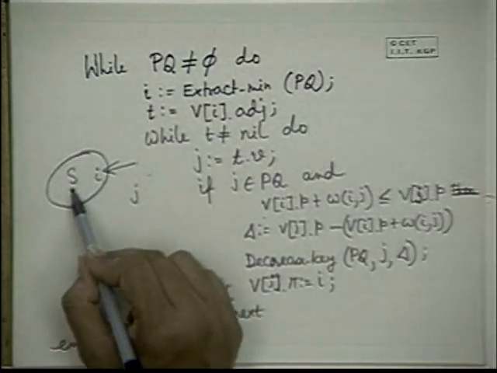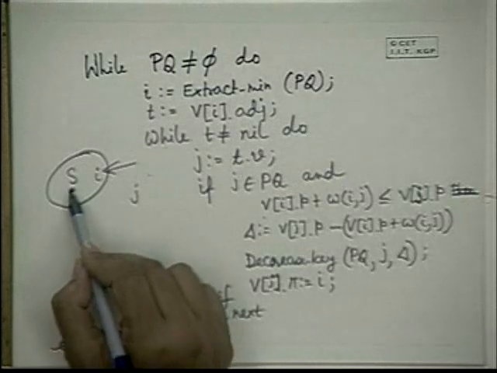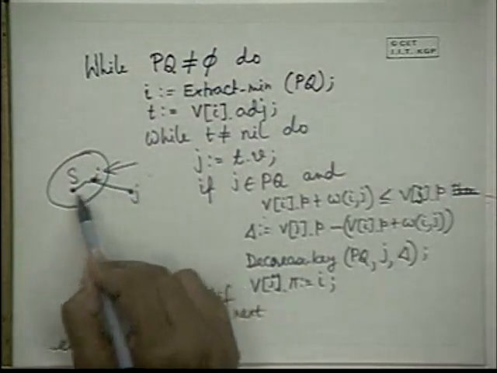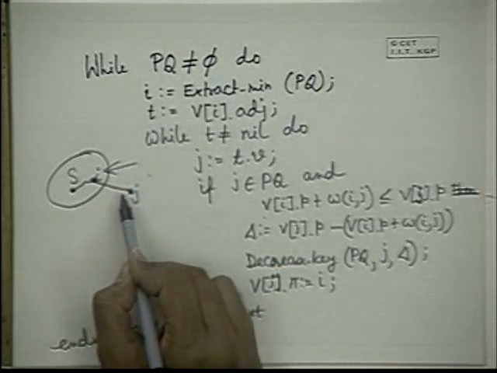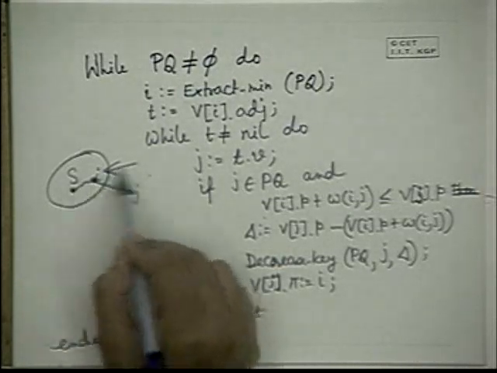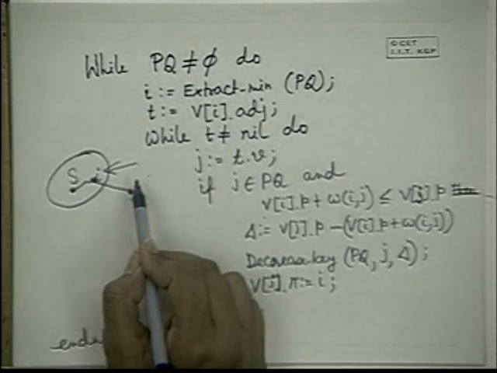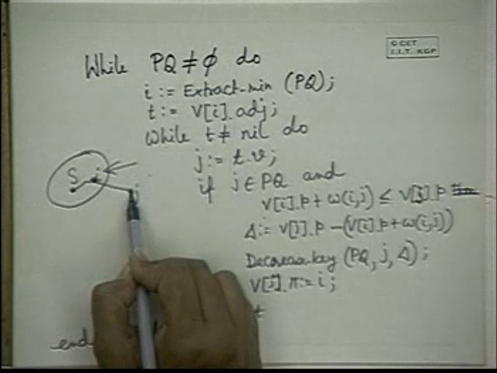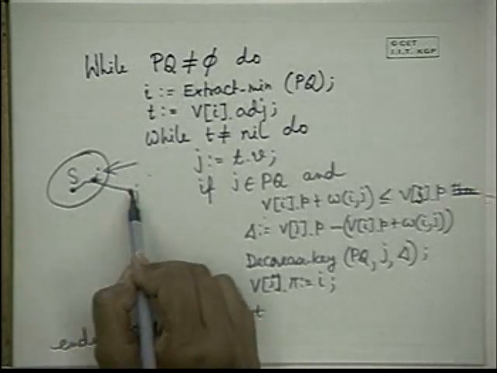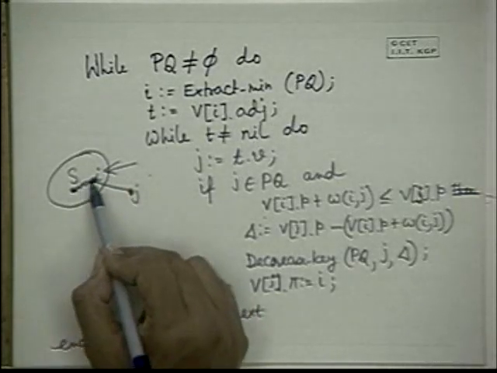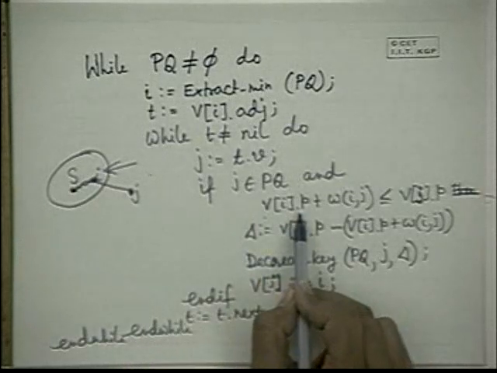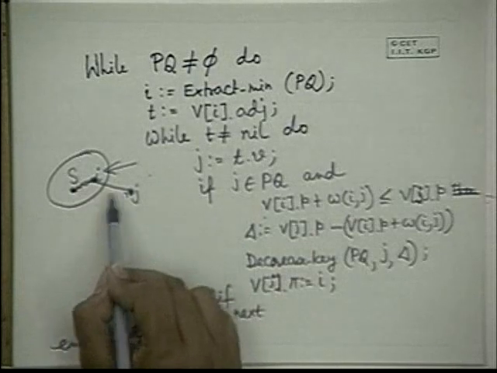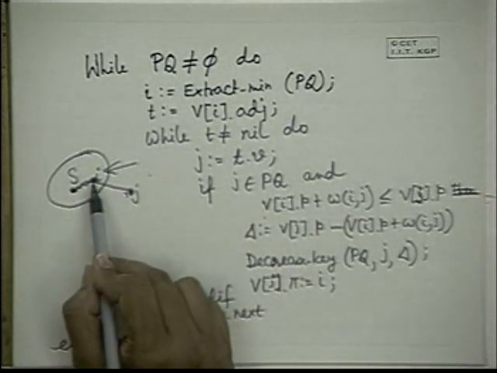So suppose this is the source S. From S, I am going to include I and then go from I to J. This new path was previously not computed because I was outside. But since we have included I, this new path can be considered for J. So what is the weight of this path? This is the shortest path to I, which is Vi.p plus Wij. So this is the weight of the shortest path to J which goes through I.